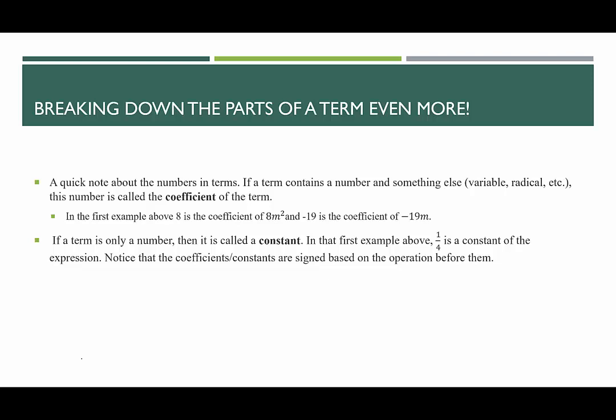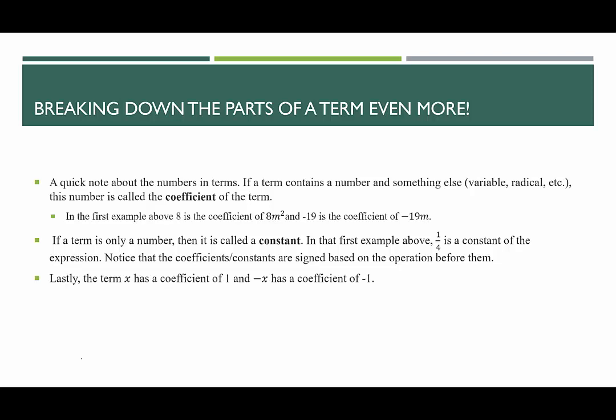So a number that isn't being multiplied to a variable or a radical or anything else, just a number all by itself, is called a constant. And notice again, the coefficients and constants take the sign of whatever the operation is. So if it comes after a plus sign, the coefficient or constant is positive. If it comes after subtraction, then it's negative.